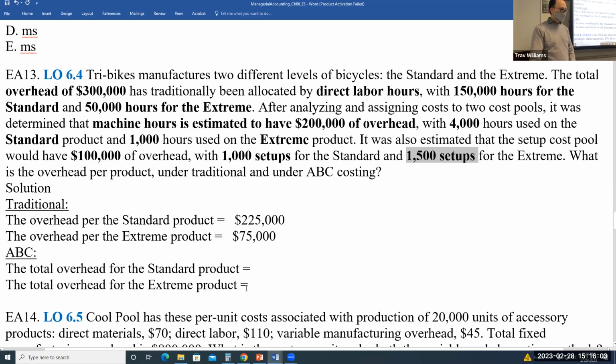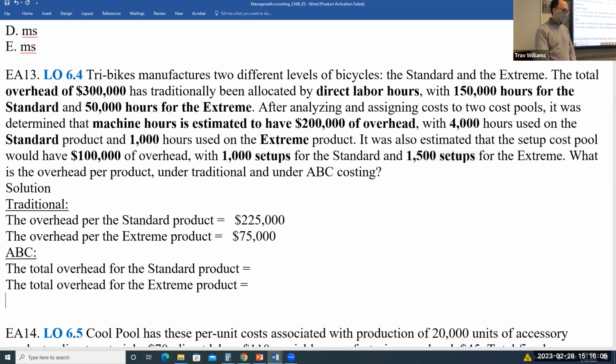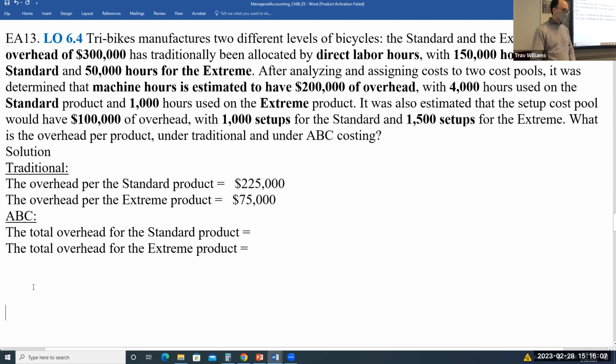Okay, so let's go ahead. Let's move this down a little bit. So we've got two cost pools, right? What was the first one? Machine hours. Okay, so we have machine hours, 200,000 in overhead, and we have setups, 100,000 in overhead, right? And then how do we get our rate for each of those?